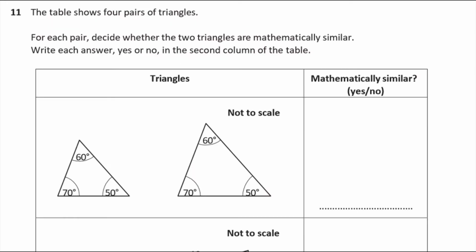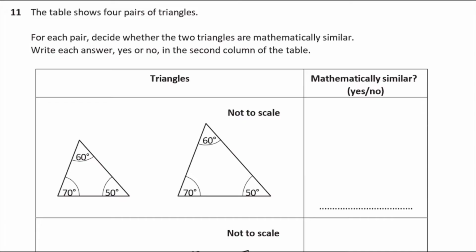Okay. Question 11. The table shows 4 pairs of triangles. For each pair, decide whether the 2 triangles are mathematically similar. Write each answer yes or no in the second column of the table. Okay. Well, if they are similar, then all the angles have to be the same, don't they?